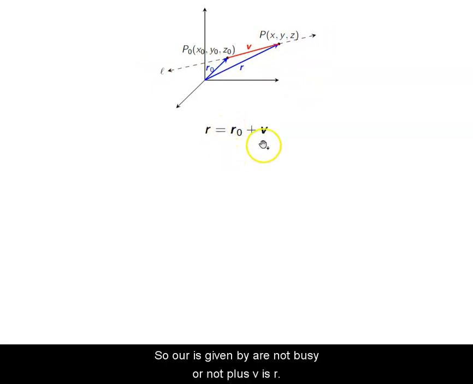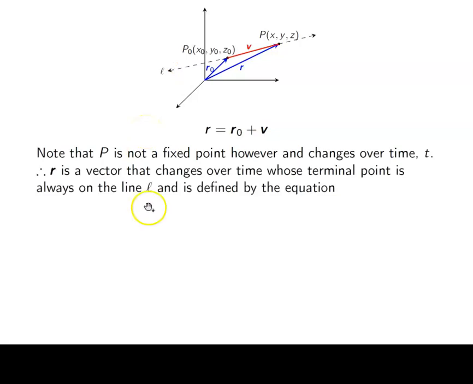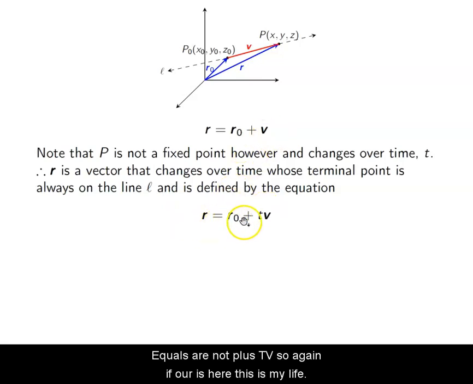So r is given by r naught plus v, right? r naught plus v is r, and the line goes through our fixed point r naught, the terminal point of r naught, and the terminal point of r, and r moves, right? r naught is fixed, but this point could be any point in space. This point stays, this point can move in this direction, it can move in this direction. So it changes over time, okay? Time is generally represented with t. So we can rewrite this as r equals r naught plus tv.